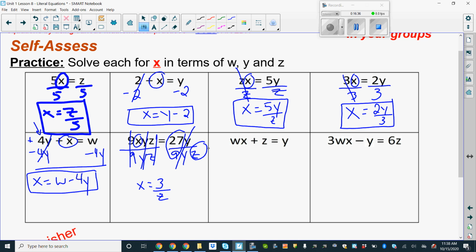That z is still there in the bottom, so it stays in the bottom. You don't bring it to the top. If it's in the denominator, you'll keep it in the denominator. But we can just do 27 divided by 9, which is 3. A whole number goes in the top.